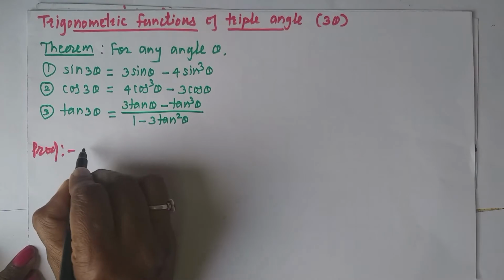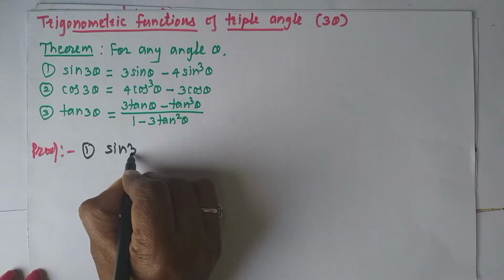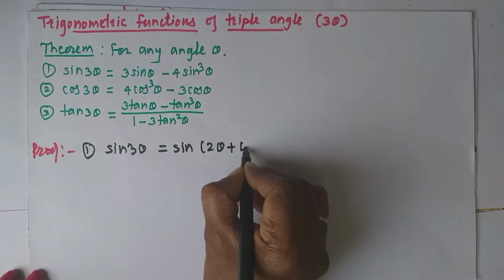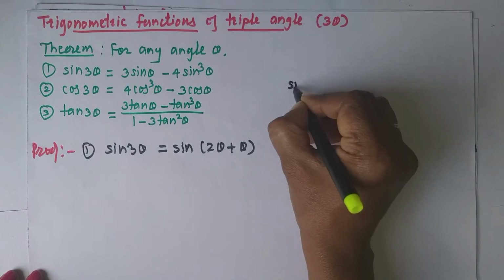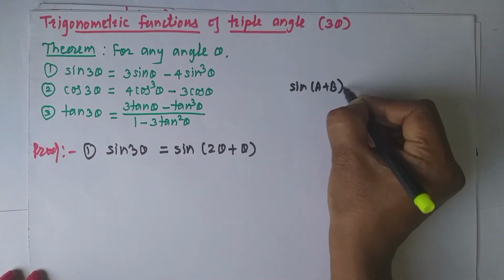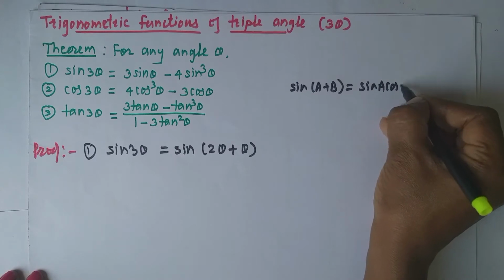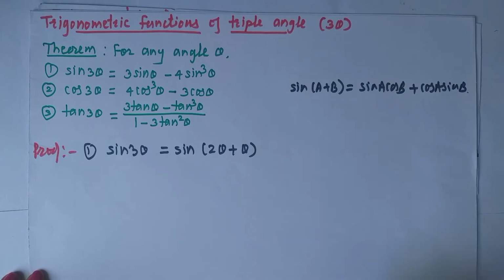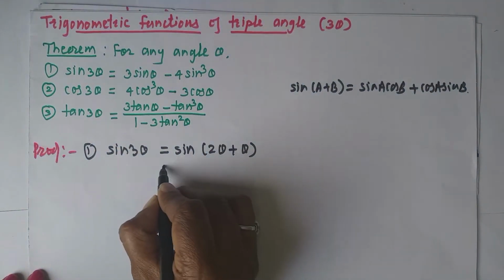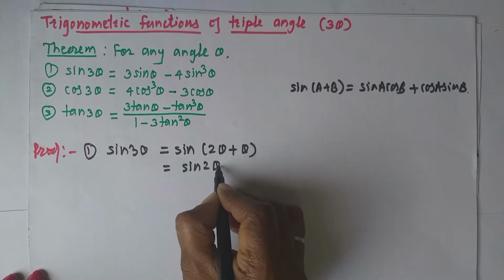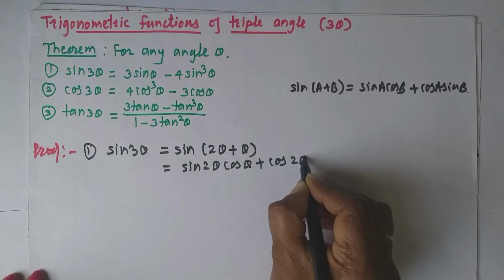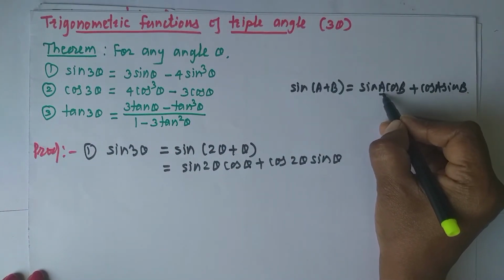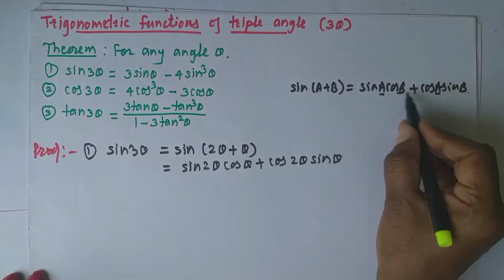Now to prove the first, that is sin 3 theta, I can split this 3 theta as sin of 2 theta plus theta. And again I know the formula for sin of A plus B is what? Sin A cos B plus cos A sin B. I will use this formula. And what is A here? A is 2 theta and B is theta. Therefore this becomes sin 2 theta cos theta plus cos 2 theta sin theta. In this formula I have kept the value of A as 2 theta and the value of B as theta.